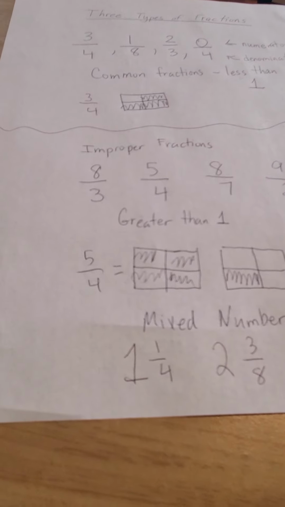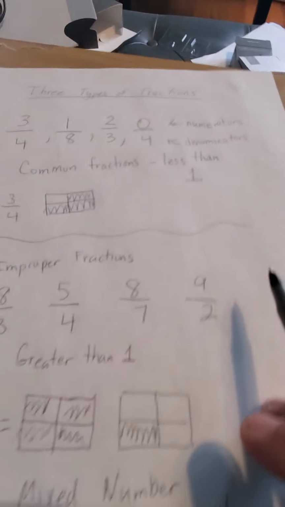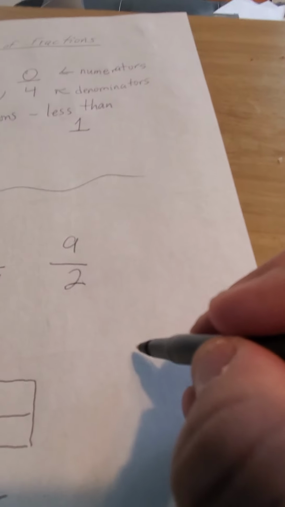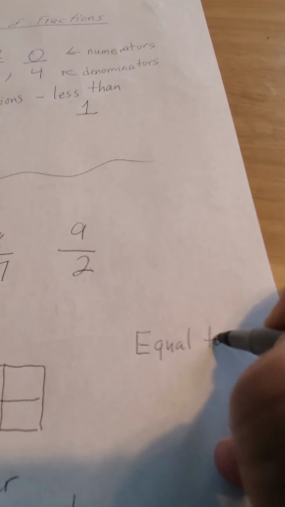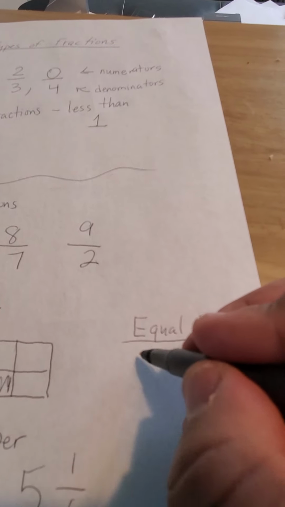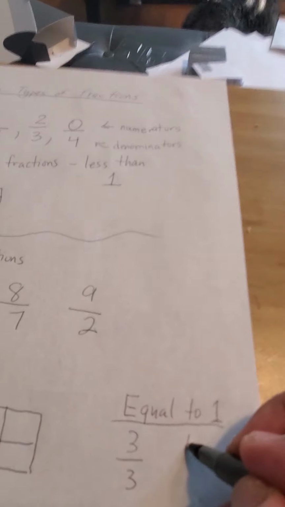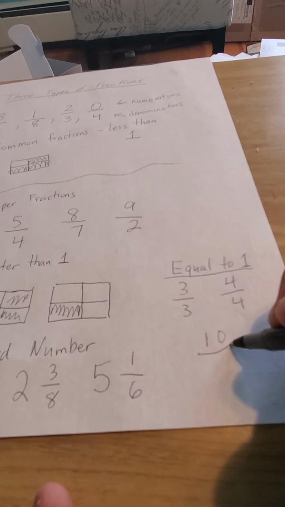Now, what about fractions that are equal to 1? Well, those are fractions where the top number and the bottom number are the same. So if I make a little column here, equal to 1, these are fractions where the top number and the bottom number are the same. So that would be like 3/3, 4/4, 10/10. You can go on forever and do this.